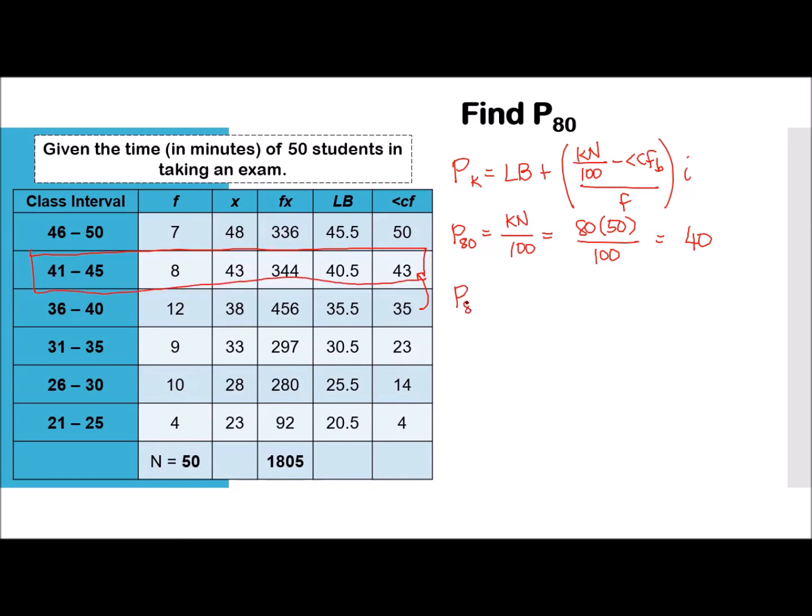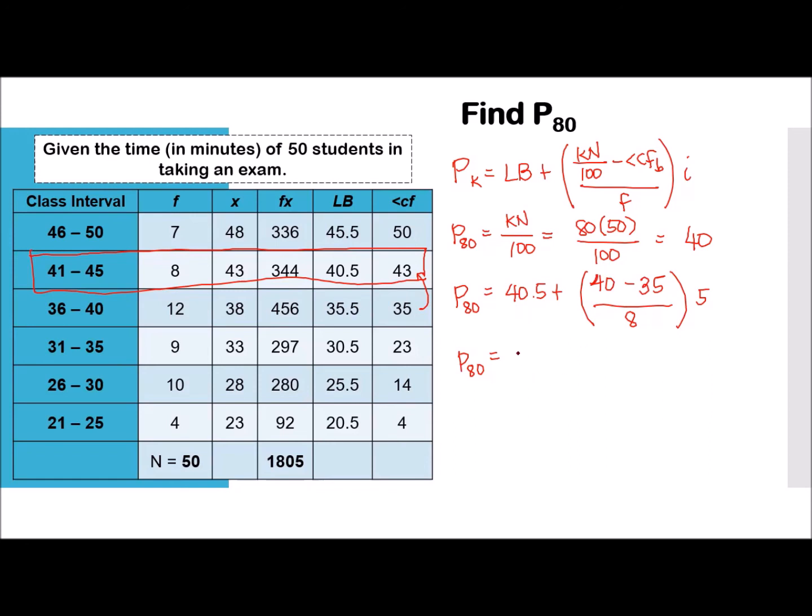So, we will now have P sub 80, ang lower bound ay 40.5. Ang percentile class ay 40. Ang cumulative frequency below ay 35. Okay, isulat lang natin to. All over the frequency ay 8 at ang interval ay 5. Okay? So, the answer here is, would you mind to try? That's your answer.